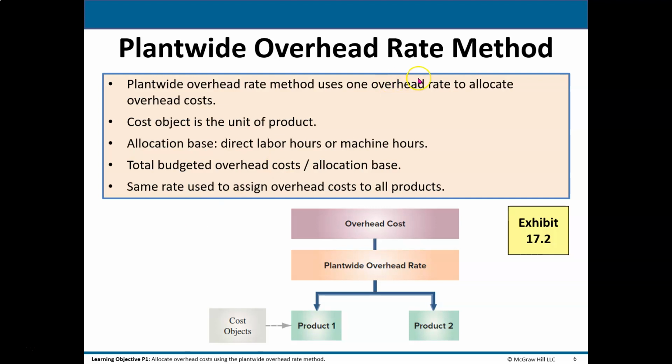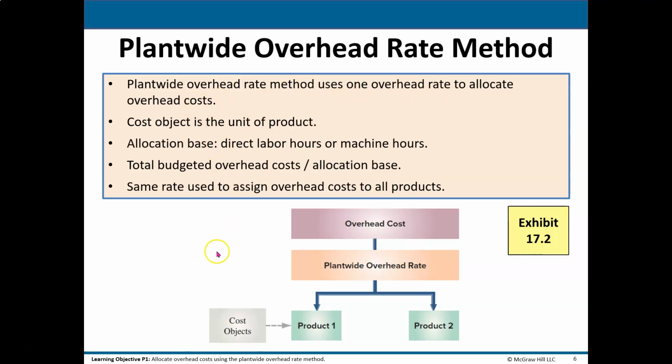The plant-wide overhead rate method is going to have one cost pool. When we talk about a cost pool, it's just a grouping of overhead costs into one pool, and then we're going to allocate that cost pool on the basis of some type of measurable base, such as direct labor hours or machine hours. So we're going to have one overhead rate to allocate overhead costs.